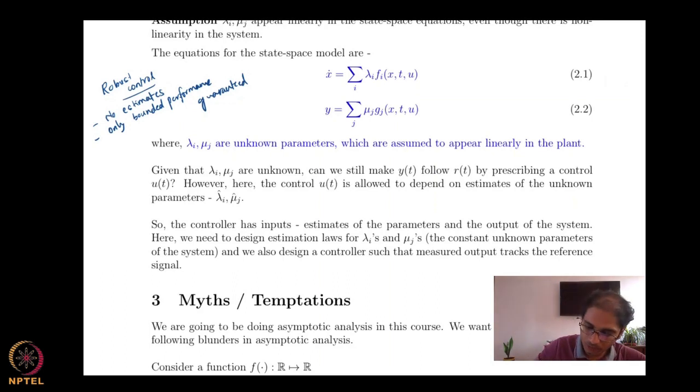So this is a rather important point. If I make a sort of XY axis, say, and say I have some kind of a robot for which I have a reference signal like this.